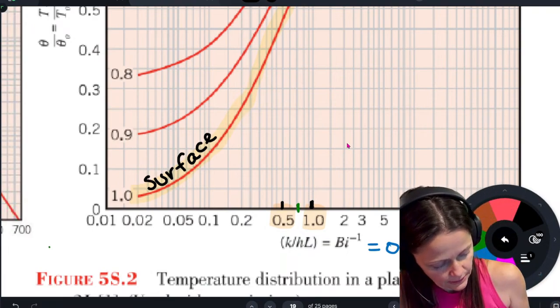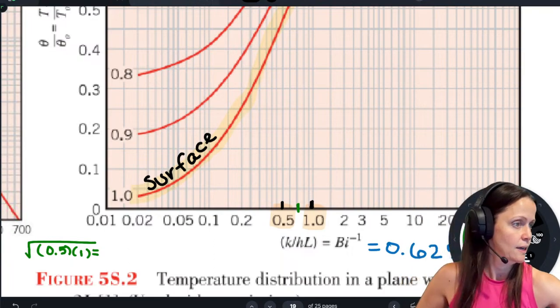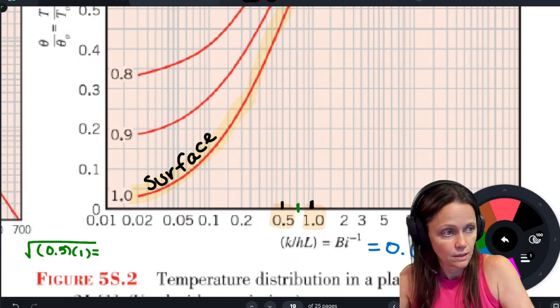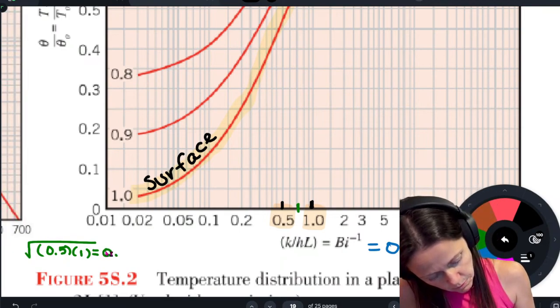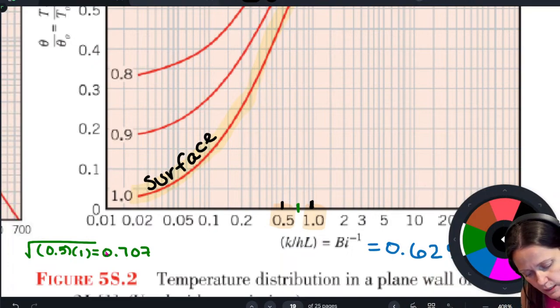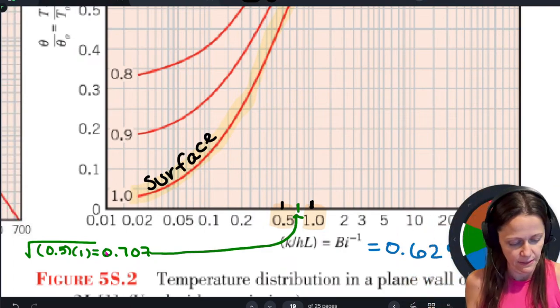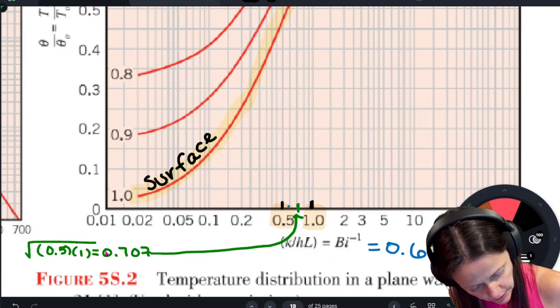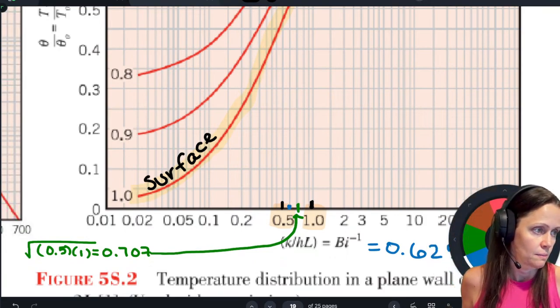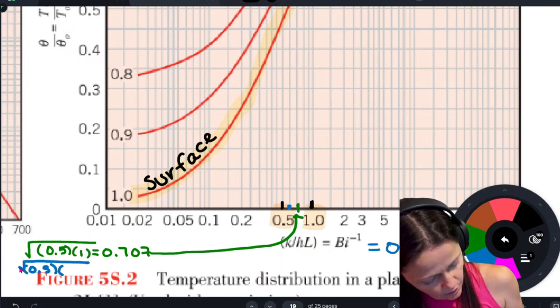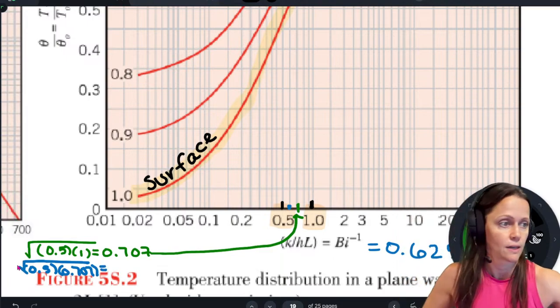So I'm going to do 0.5 times one, and take the square root of that. So 0.707. Yeah, but that's that one, so it's going to be a little bit to the left of that. I can try to get a little bit better. So what's this one? Well, it's going to be the square root of 0.5 times 0.707, whatever that is.